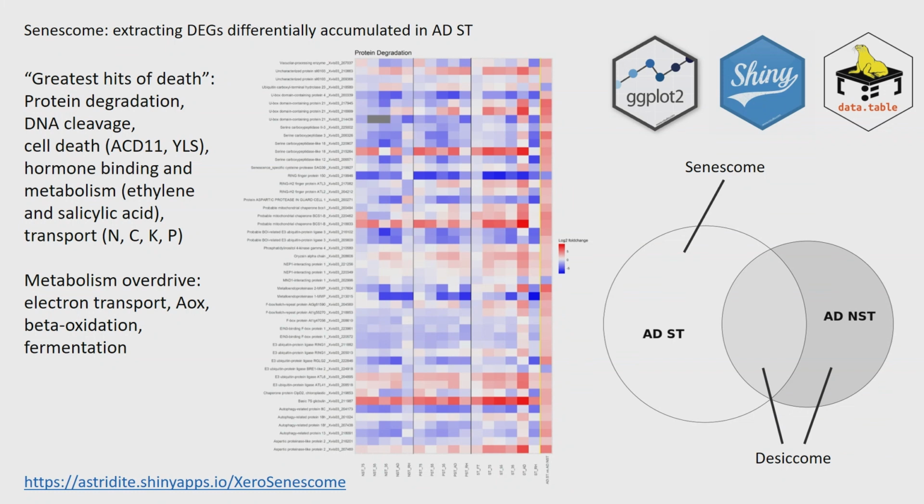And this was kind of like the greatest hits of death. So protein degradation, DNA cleavage, it's tickets for these poor cells, shame. Also signaling hormones that are to do with cellular death and transport of nutrients. So we were pretty convinced that this data that we dissected out from those senescent tissues at air dry was actually the data that signals for death.